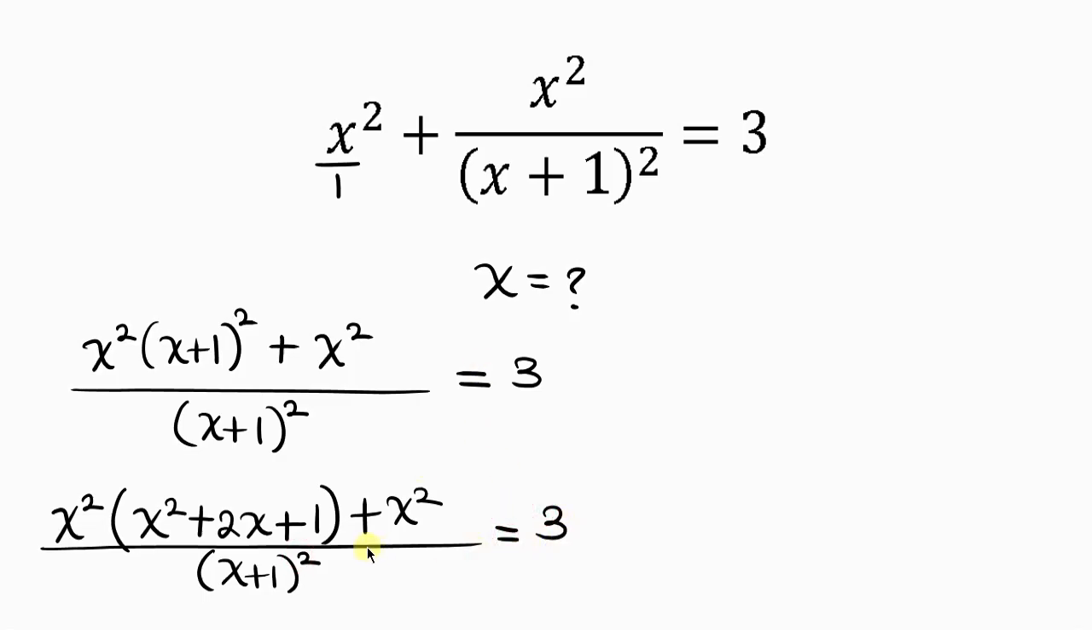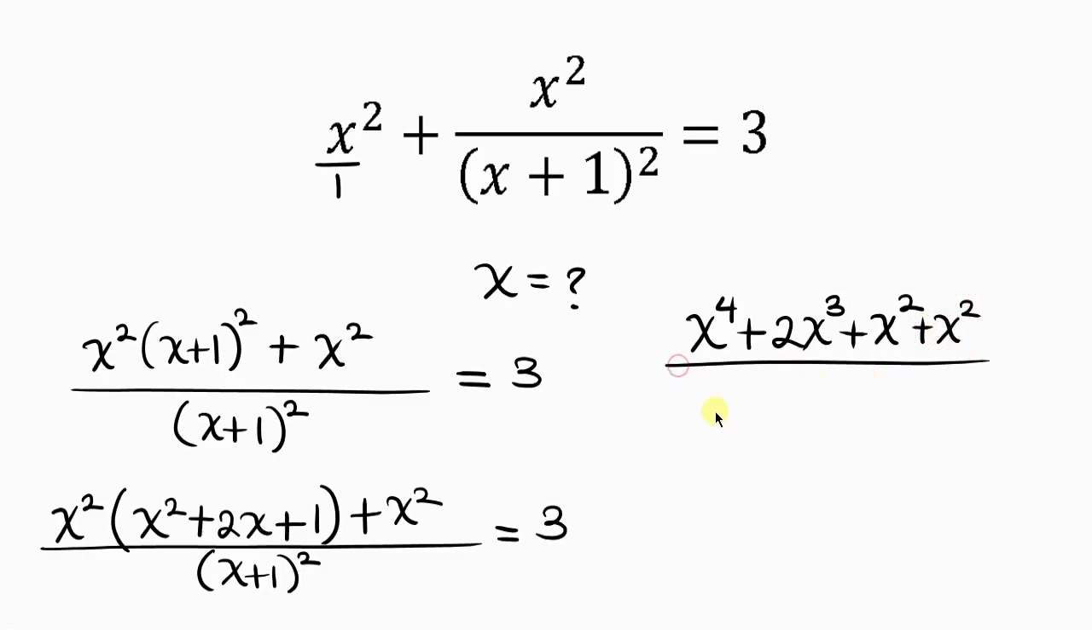Very good. Now our next step will be for us to open up this bracket by using x squared to multiply. So x squared times x squared, I have x to the 4th, plus x squared times 2x is 2x cubed, and then plus x squared times 1 is x squared, and then plus x squared all over the denominator, which is x plus 1 all squared, and this is equal to 3.